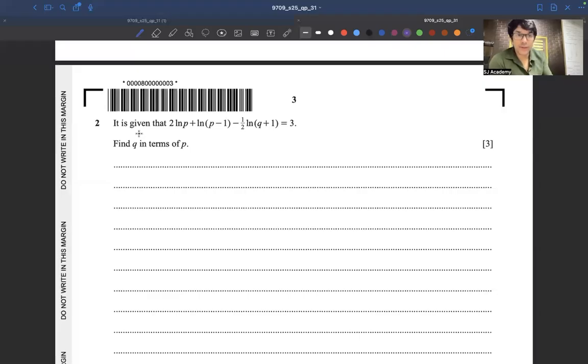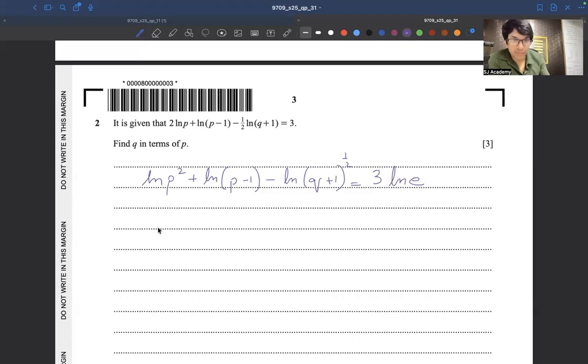In question number 2, it is given that 2 ln p plus ln of (p minus 1) minus half ln (q plus 1) equals 3. We have to find q in terms of p. Now to do that, first we'll write the whole equation in terms of ln and then simplify it. So in the first step, we can write this as ln of p squared plus ln of (p minus 1) minus ln of (q plus 1) to the power of half. And we can write this as 3 ln of e, as ln of e is 1.